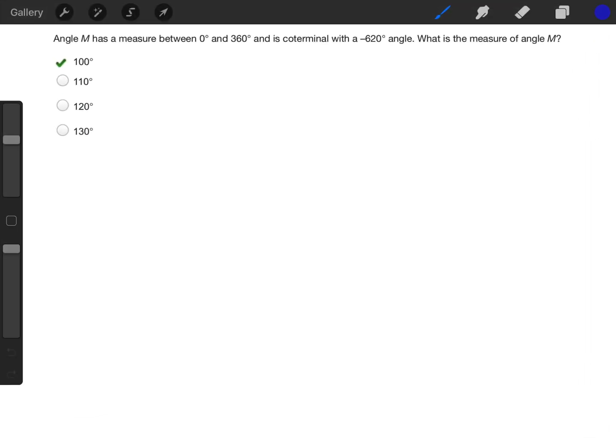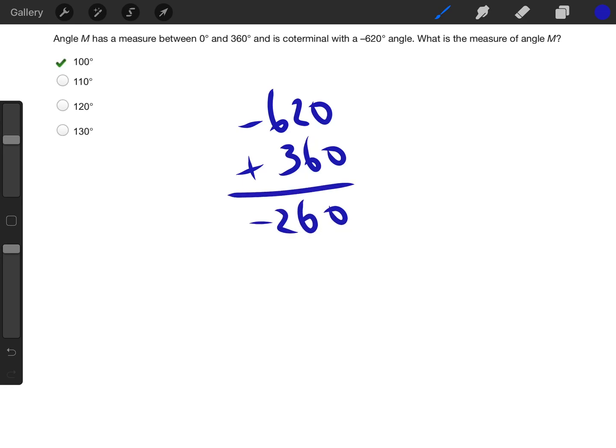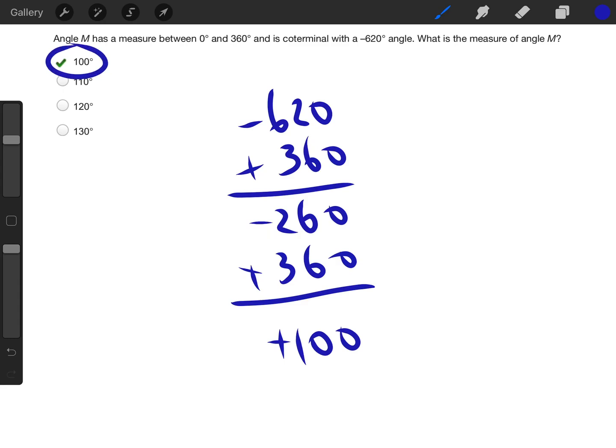All right, last one. Between 0 and 360, this time we have a negative 620 degree angle. What you need to do is just add 360. So negative 620 plus 360 is going to be negative 260. Just keep adding 360, and you're going to get the answer equal to positive 100. So choose the 100.